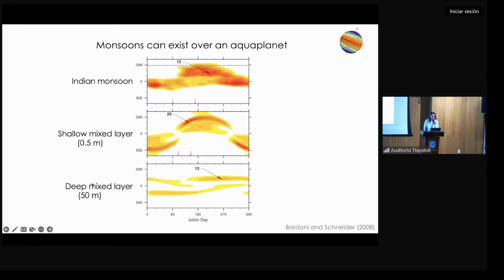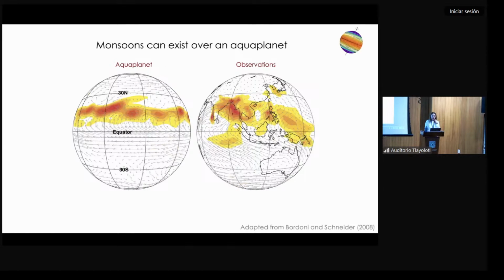If we look at the simulation with a much deeper mixed layer, we see a very muted seasonality in terms of precipitation patterns, both in terms of location and magnitude of precipitation. I know that if you are not used to thinking about aquaplanets, it might not be very easy to think about what this might look like.